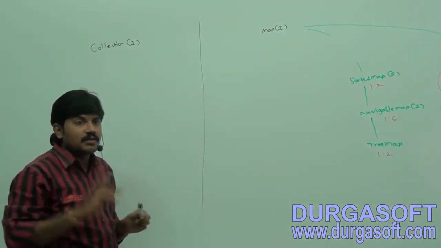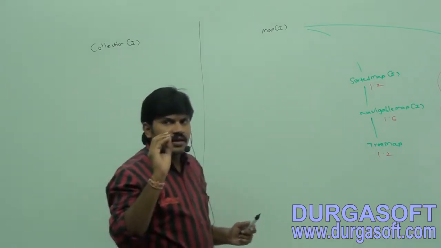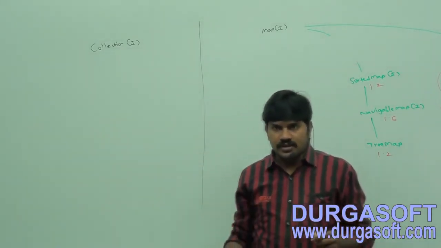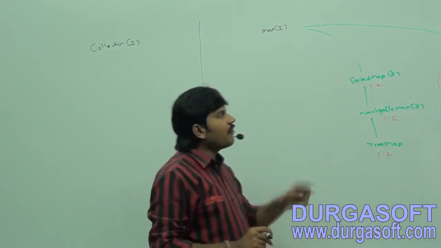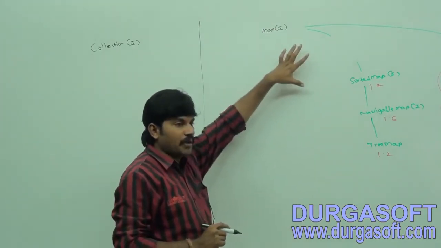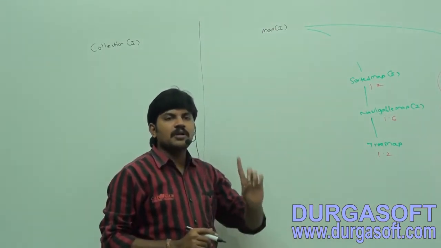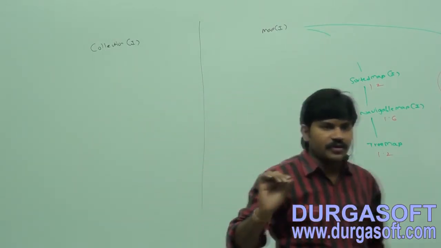Remember this one, Map is nowhere related to Collection, because Collection talks about individual objects. A group of individual objects is the Collection. A group of objects as key value pairs is nothing but the Map concept. So the first conclusion you should be aware of is that Map is not a child interface of Collection.